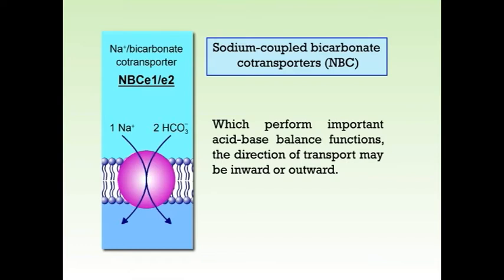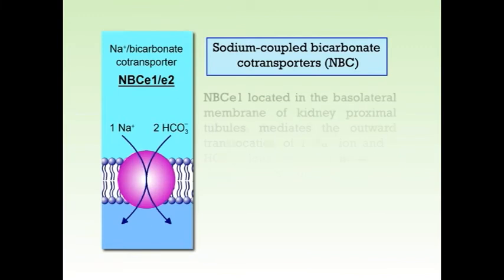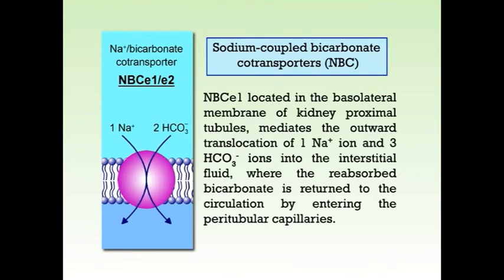The direction of transport may be inward or outward. For example, NBCE1, located in the basolateral membrane of kidney proximal tubules, mediates the outward translocation of 1 sodium ion and 3 bicarbonate ions into the interstitial fluid, where the reabsorbed bicarbonate is returned to the circulation by entering the peritubular capillaries. Thus, NBCE1 plays a crucial role in renal bicarbonate reabsorption.